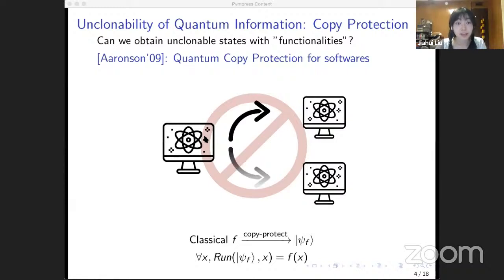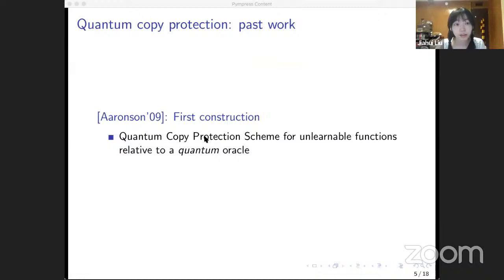So Aaronson in 2009 put forward quantum copy protection. A copy protection algorithm would turn a classical function f into a quantum state. This state can still be used to run on any input so that you get the same evaluation as the original underlying classical functionality. But a polytime adversary cannot turn this state into 2 copies that both compute the function f correctly. Aaronson, in his work, also gave the first copy protection construction for any unlearnable functions using a quantum oracle.